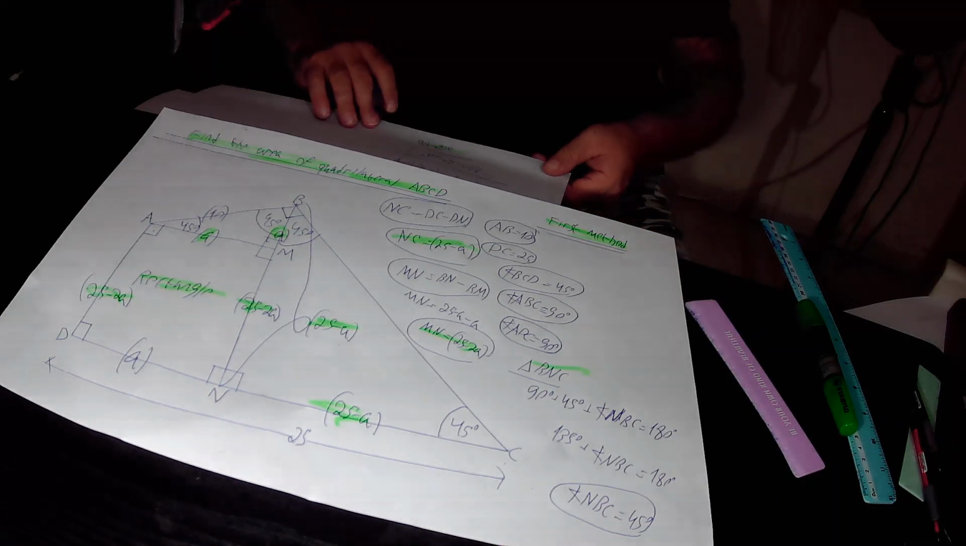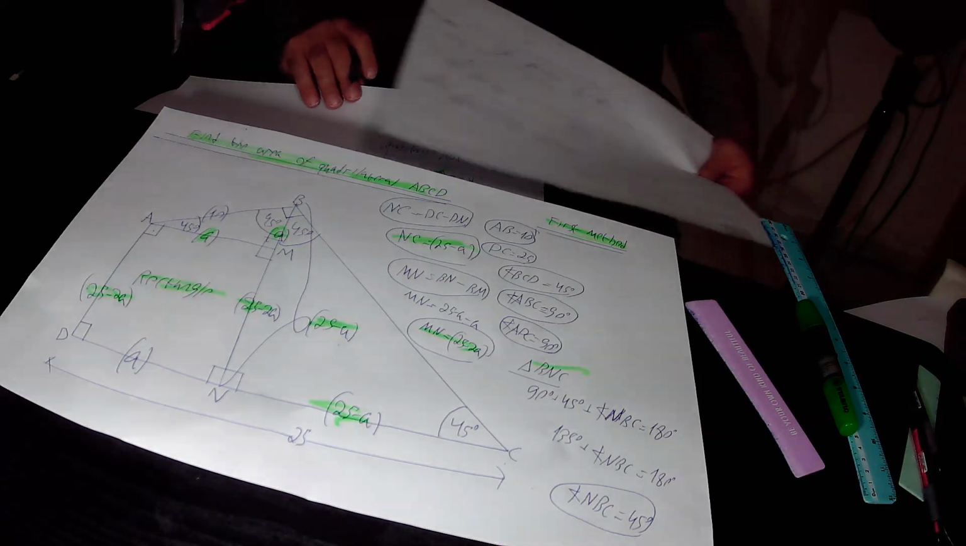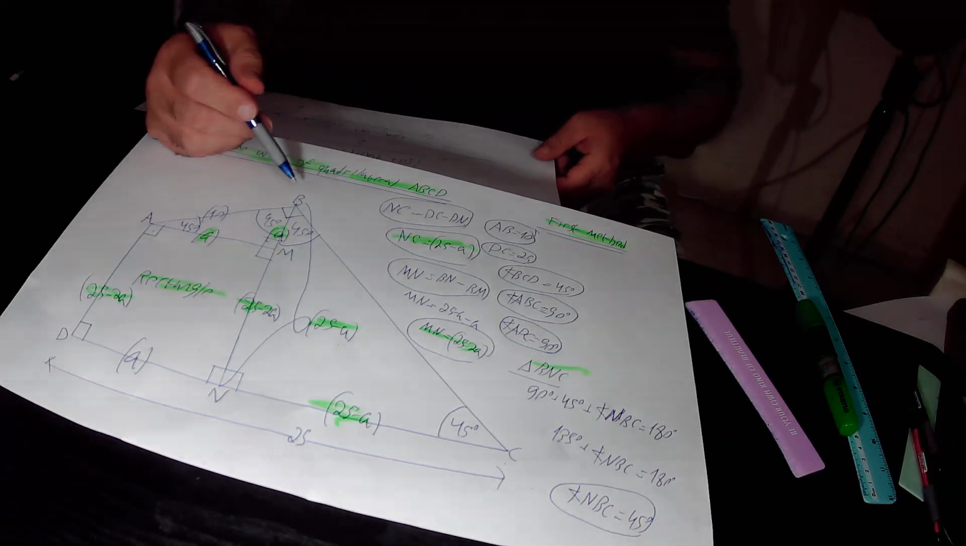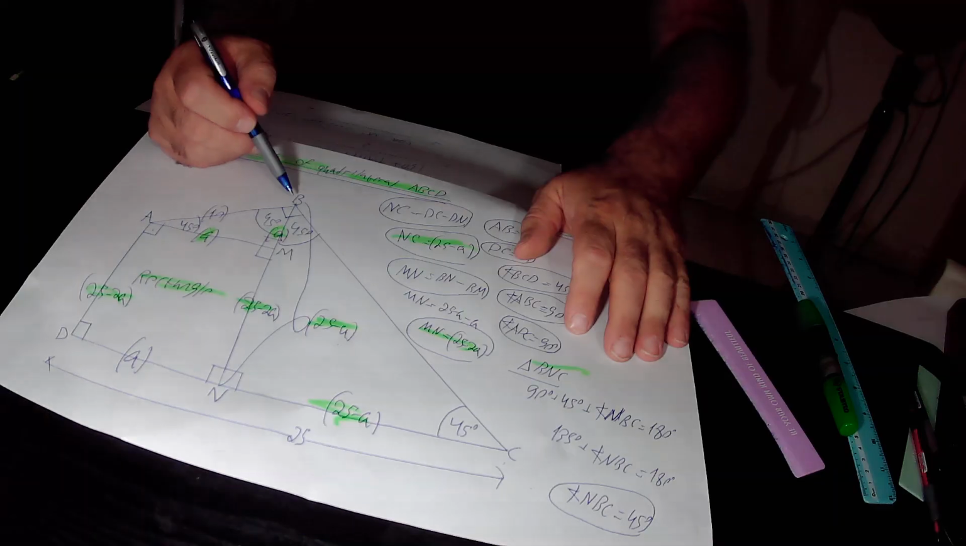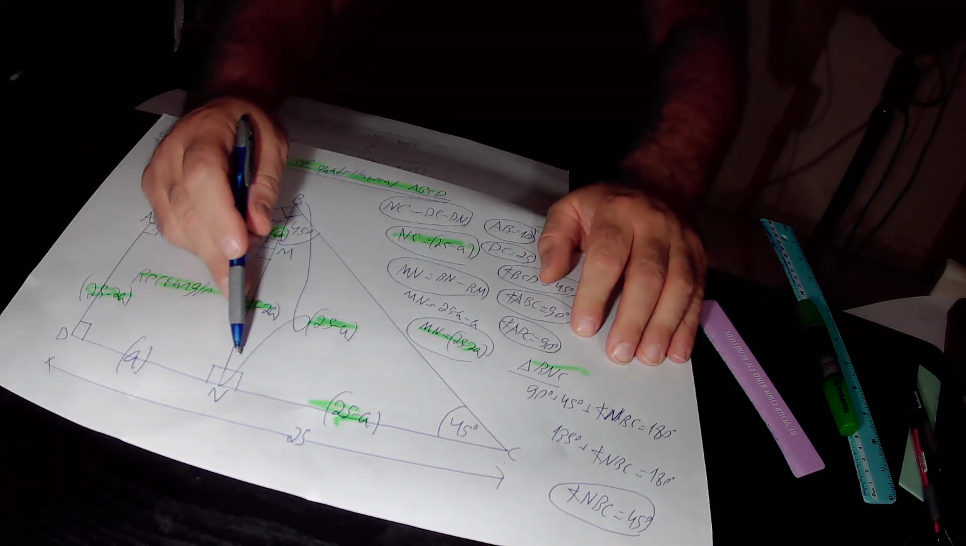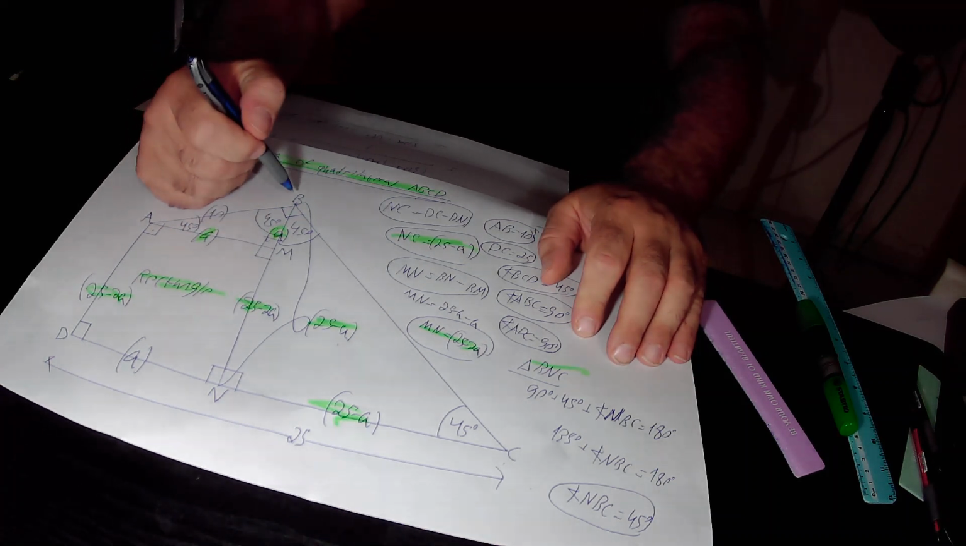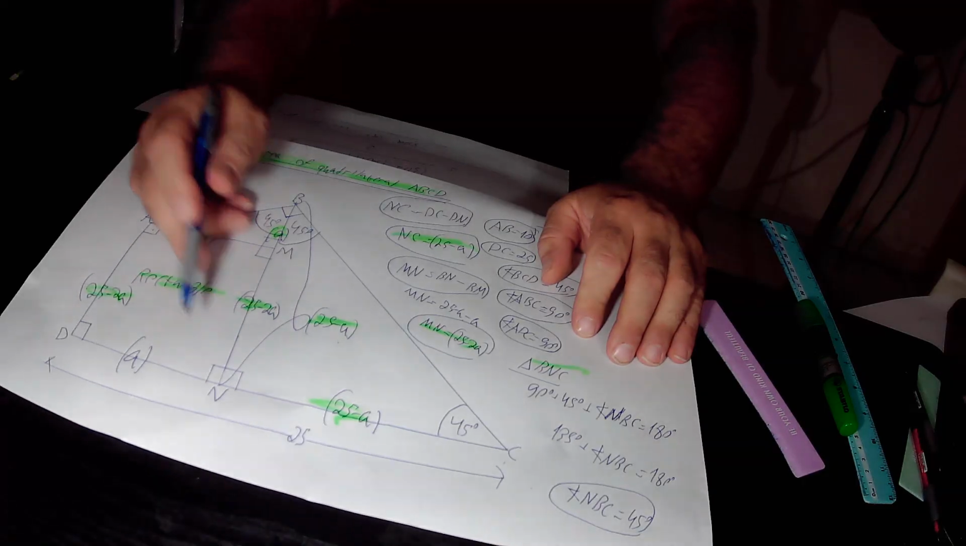So, first of all, we did a construction. That is to say, from point B we drew a perpendicular on DC. So this angle equals 90 degrees, and this angle also equals 90 degrees according to our construction. We define the touching point of the perpendicular from point B and DC. This point is point N.